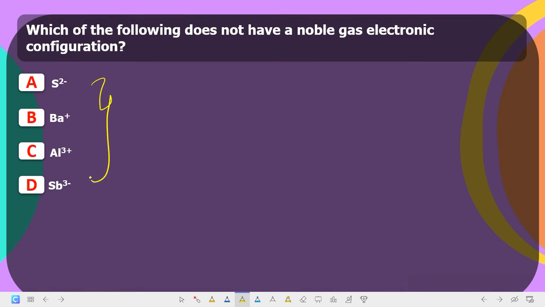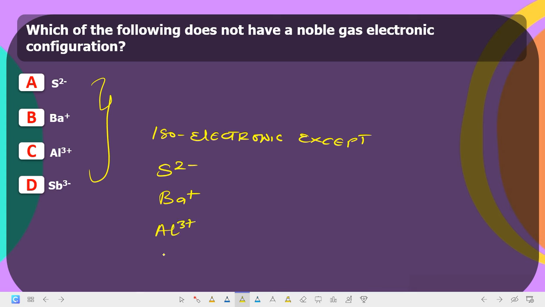Now, all these species here, all of them are isoelectronic except one. So let us bring them out. You have S2 minus, Ba plus, aluminium 3 plus, and antimony 3 minus. Now let's look at them one after the other.